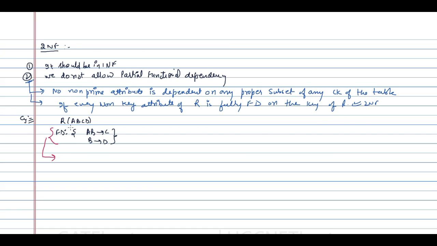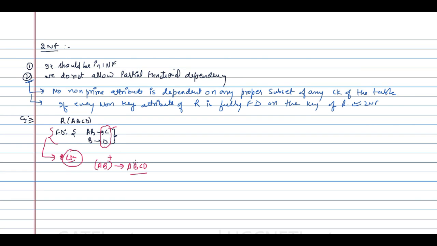Number one, if you want to find whether the relation is in 2NF or not, find the primary key, or the candidate key, of this relation. On the right hand side we do not have A and B, so every candidate key should contain AB. If we take AB closure, I get A, B, C and D, because of AB we get C, and because of B we get D.